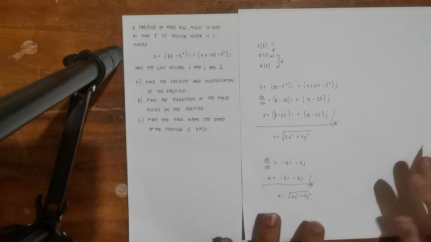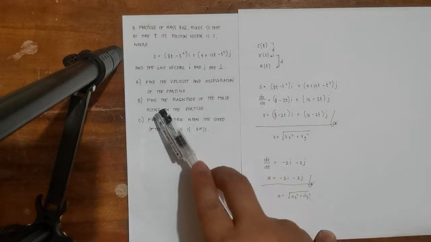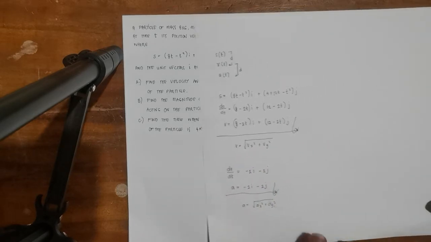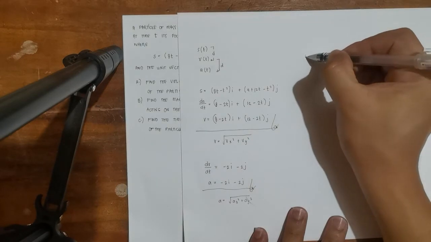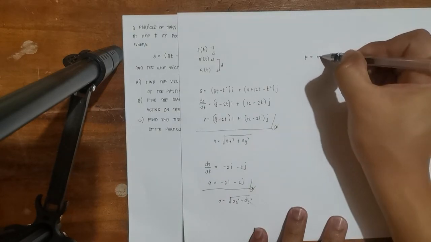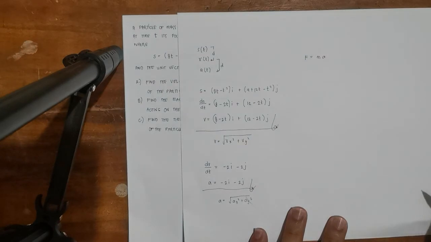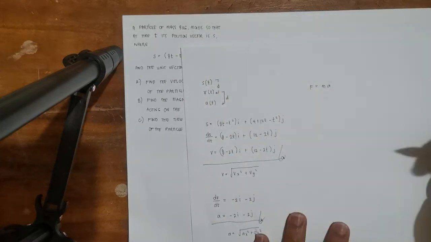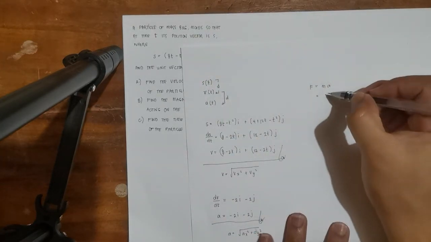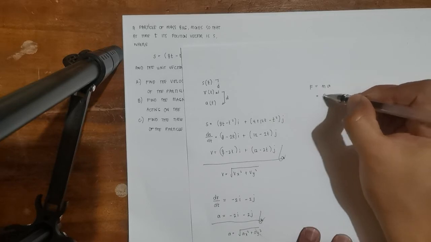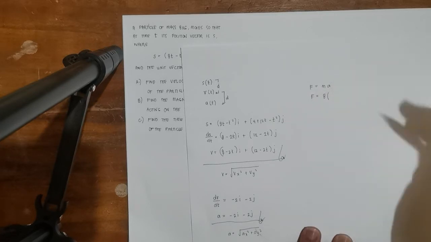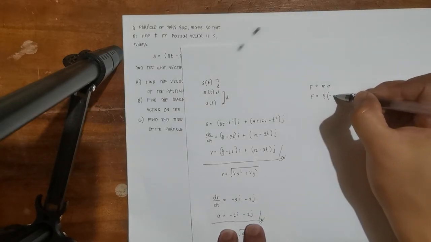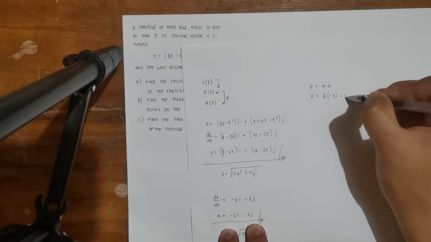Hindi yun yung ating unknown parameter. Okay, letter B. Find the magnitude of the force acting on the particle. Okay, force. And we know that force is a product of mass and acceleration. So, we already have the mass of the particle given in our problem. That is 8 kilograms. That is 8 multiplied by the acceleration. The acceleration is equivalent to, nakuha na natin, negative 2i minus 2j.